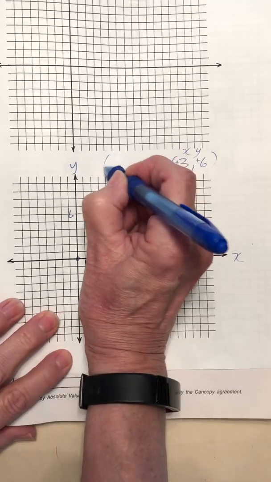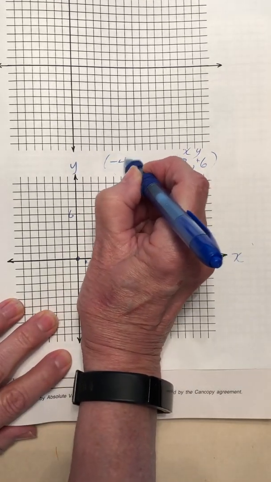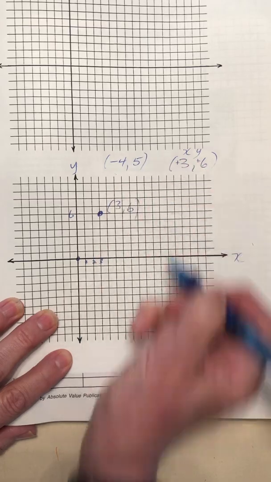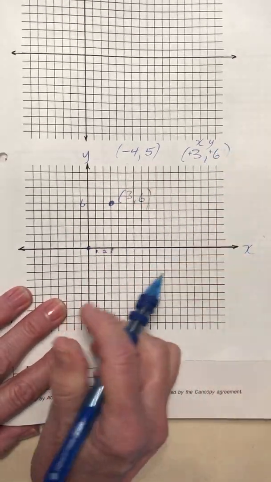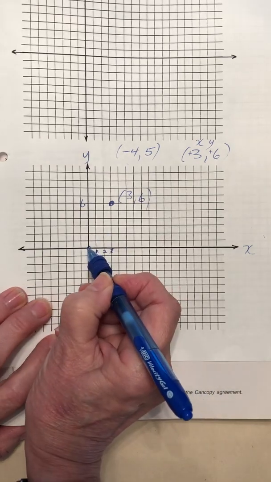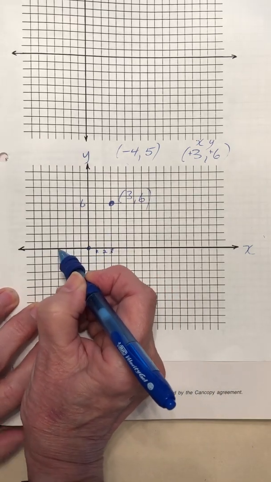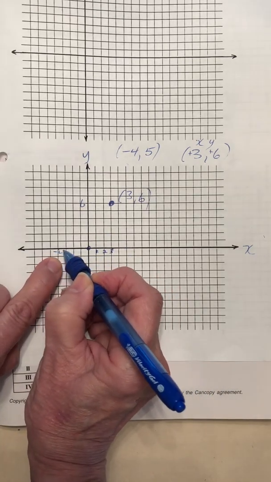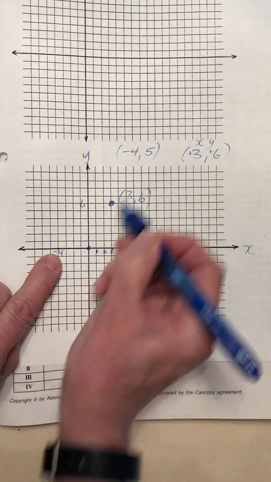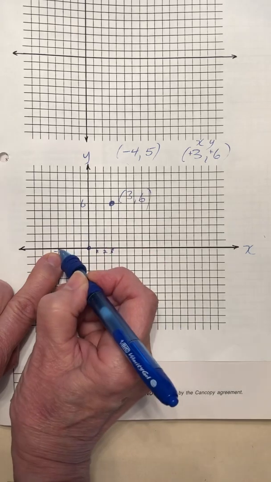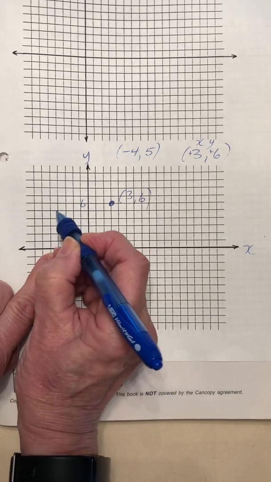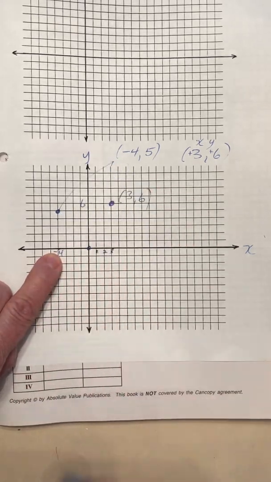So let's say I had the point negative 4, 5. The first value is where to go on the x-axis and the second value is where to go on the y-axis. So I would go 4 to the left, 1, 2, 3, 4. Why did I go 4 to the left? Because it was negative. Then this is a y value, it's positive, so from here I now go 5 jumps up, 1, 2, 3, 4, 5. So that is that point.